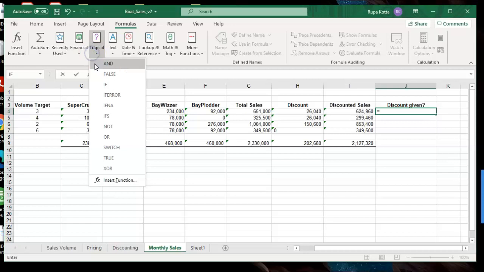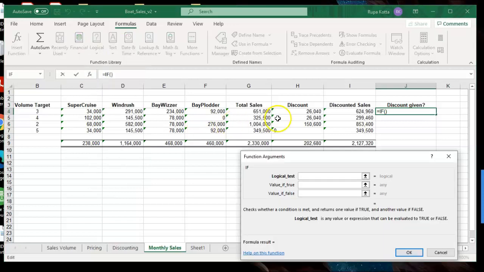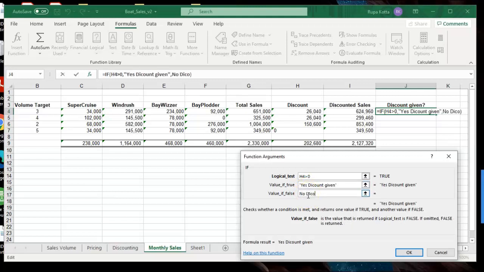Equal to logical if cell H4 is greater than 0. If it is greater than 0 means there is some value in there. If there is value in there means that means you gave a discount. So if that is greater than 0, you said yes, discount given. They only said yes or no, but I am just typing more detail. Otherwise you want to say no discount given. Okay, that is what you want to type. Say OK.